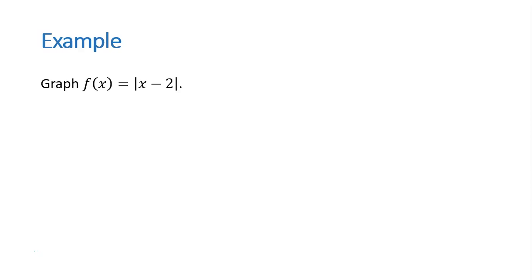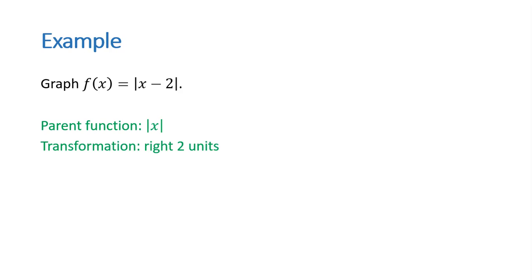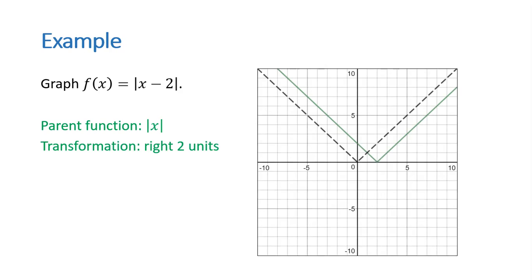Let's try one more. F of x is equal to the absolute value of x minus 2. Again, same parent function, absolute value function. Our transformation comes from the subtraction of 2 applied directly to the x. So applied to the x means it's horizontal. X always lies. X says it's going negative, so that means it's going to shift positive. It's going to shift to the right 2 units. So we start with our parent graph. We shift all the points on our parent graph to the right 2 units.